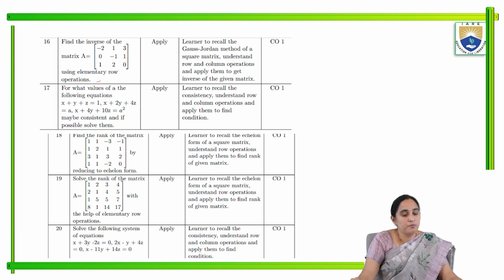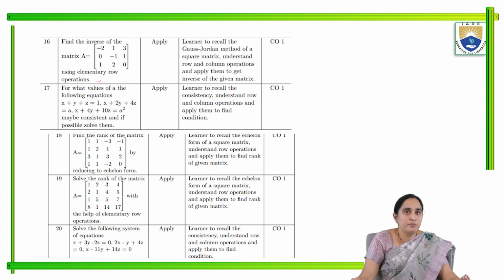Next one, for what values of A is the following system of equations, x plus y plus z is equal to 1, x plus 2y plus 4z is equal to A, and x plus 4y plus 10z is equal to A square, consistent, and if possible solve them.